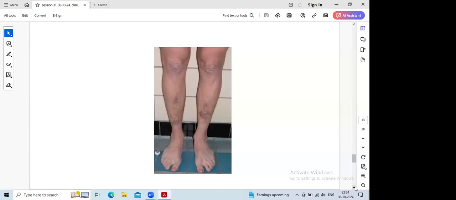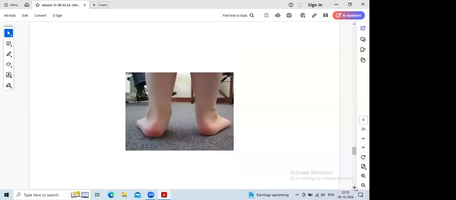Okay. So then I would like to look from the back. I'll look at the back of Mary, the spine. Is there any abnormality in the spine? No. I would like to gently palpate the spine. Is there any tenderness? No tenderness.